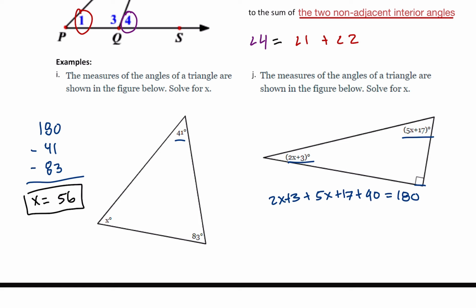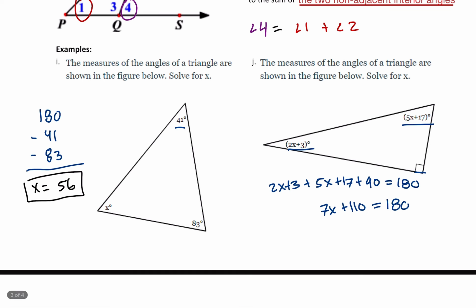So now combining like terms, 2x plus 5x gives me 7x. And then 3 plus 17 plus 90, that's going to give me 110. Now I'm going to subtract 110 from both sides, which is going to give me 7x equals 70. And then if I divide both sides by 7, I get x is equal to 10.